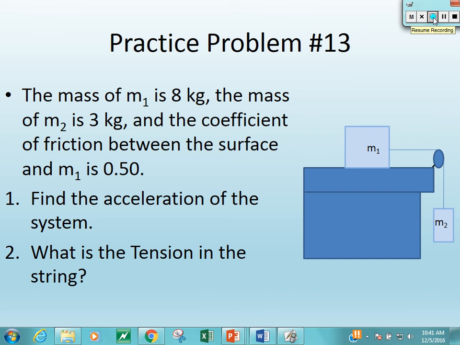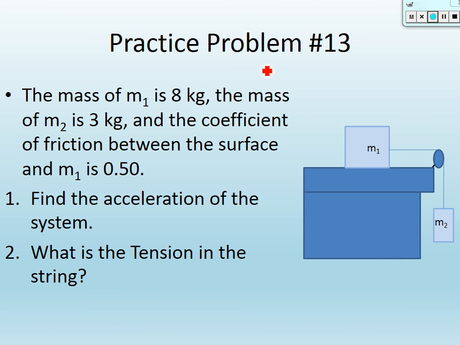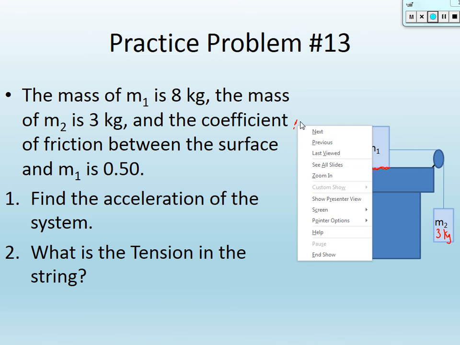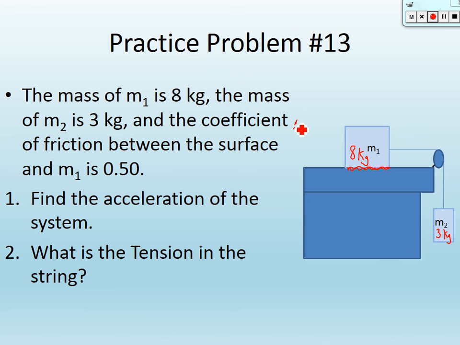Okay, let's see if you got this one correct. Practice problem number 13 says the mass of M1 is 8 kg, so I'm going to put that in the box, 8 kgs. And the mass of M2 is 3 kgs. And the coefficient of friction between M1 and the table, so this coefficient of friction right here, mu, is equal to 0.5. It wants us to find the acceleration of the system and the tension in the rope.